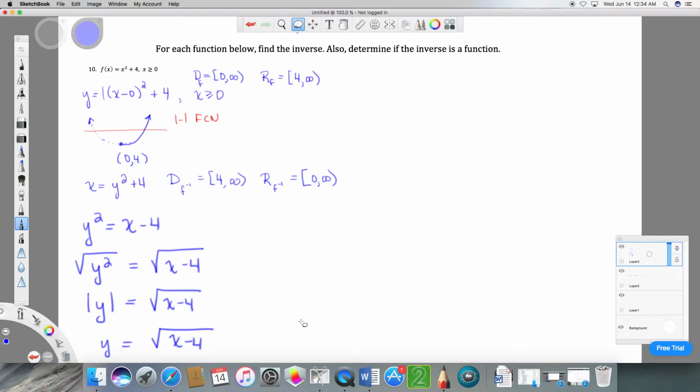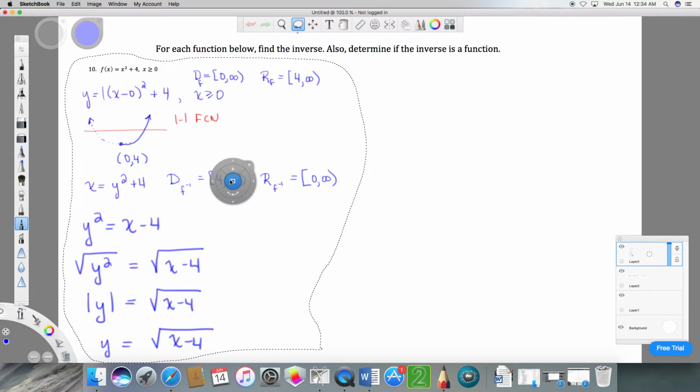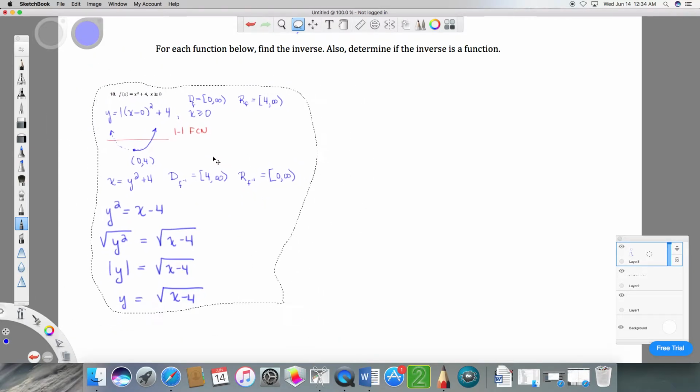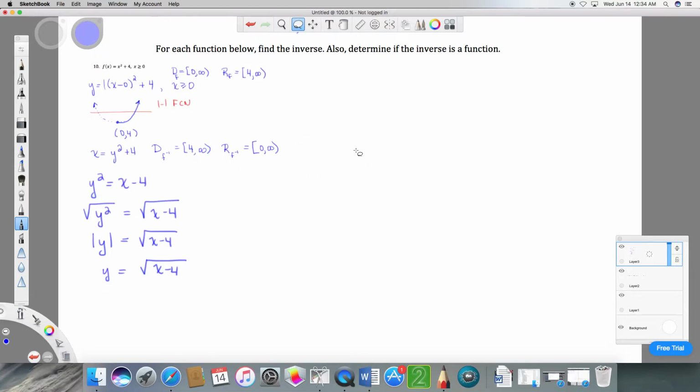And that's our inverse. And since we know that this inverse relation is a function, because the original function, f, was a one-to-one function, I can use the function notation, call it f inverse, and it's the square root of x minus 4.